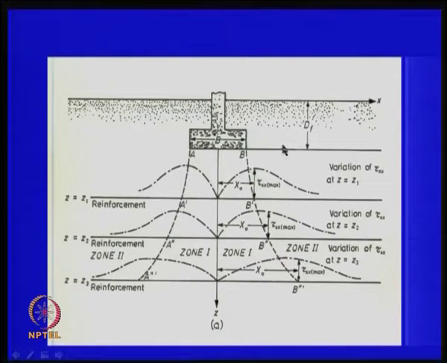This is the foundation, B is the width of the foundation, and the depth of the foundation is Df. Okay. So, what we assume is that beneath the foundation there are 3 zones, essentially 2 zones, zone 1 and zone 2, and of course, zone 3 is not here. So, zone 1 and zone 2.